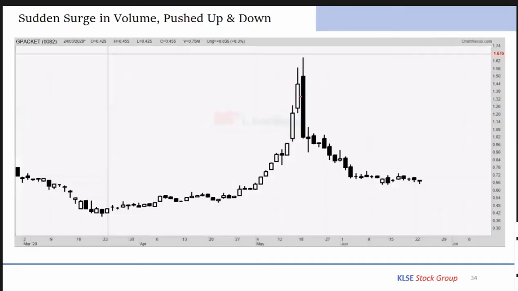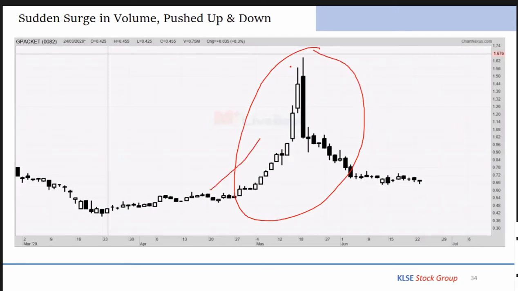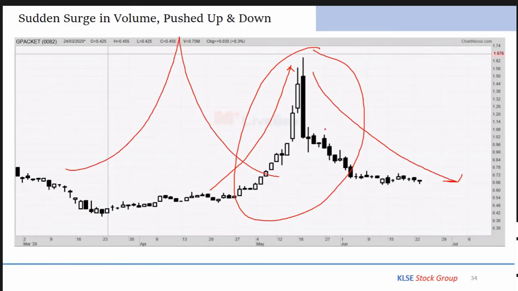A sudden surge, right? Pumps up very fast, almost like a 90-degree parabolic, and then it will drop back down very fast. It will form a shape like this. All right, this is not a good pattern. It's a pump and dump, right? So we never want to chase this kind of move, right?